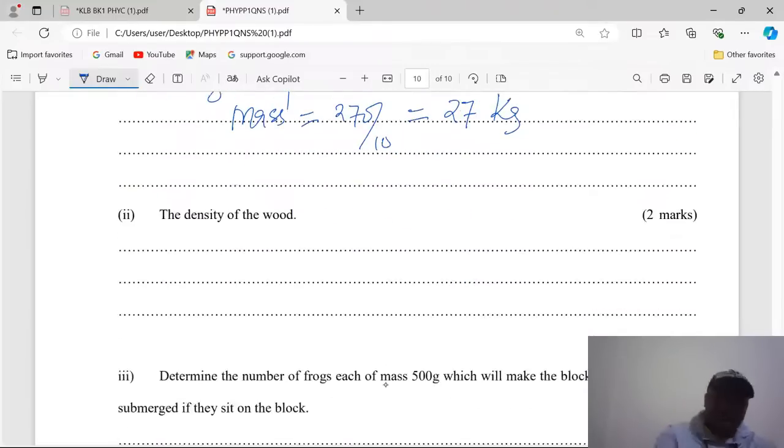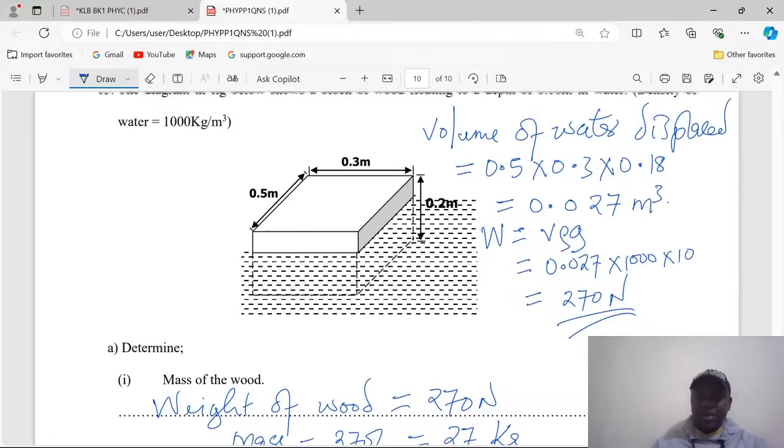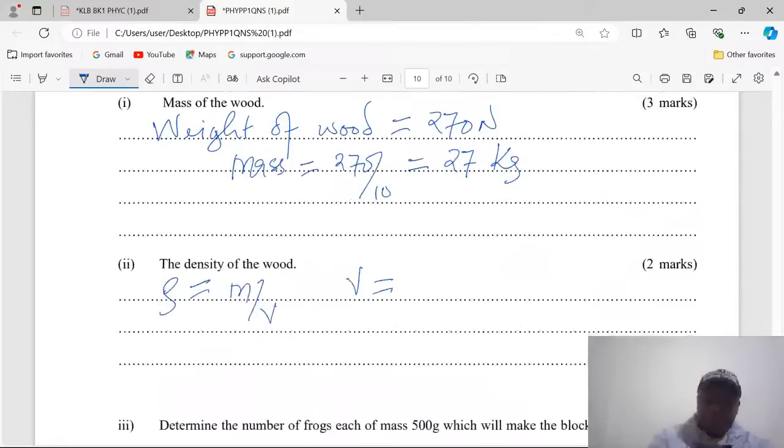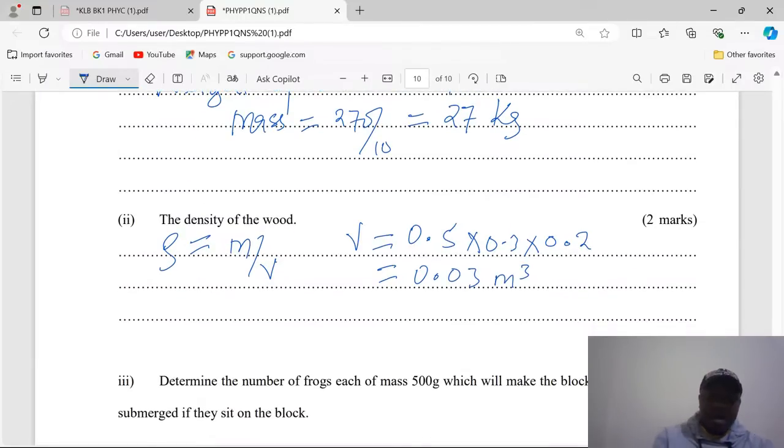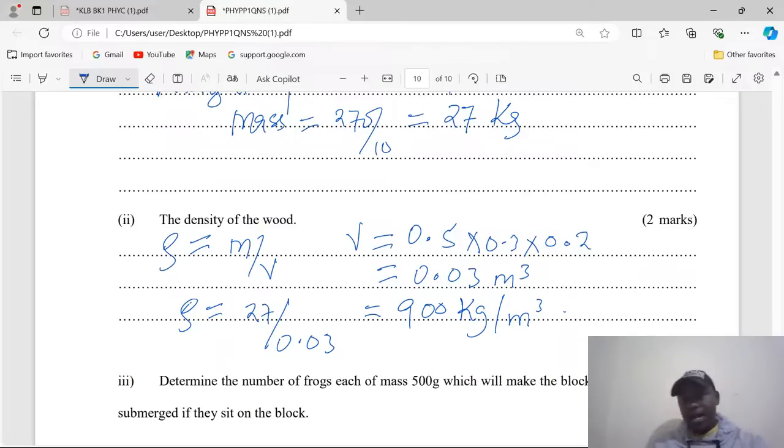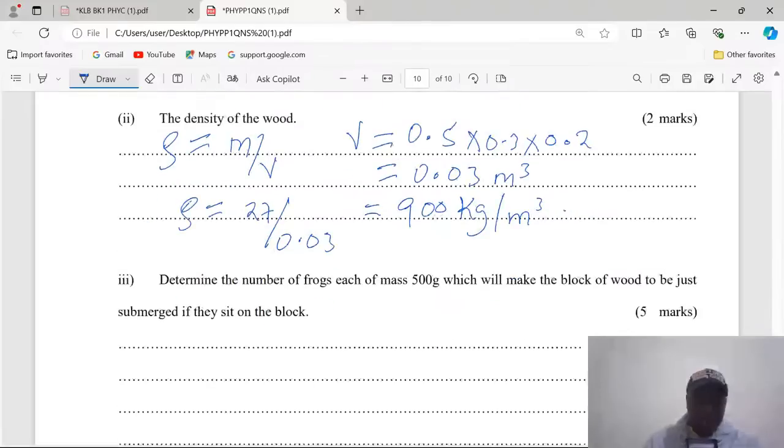Density of the wood. For us to get density, we need mass out of volume. So we have to calculate volume first of the wood, whereby we need now the total dimensions. 0.5 by 0.3 by 0.2. And this is exactly 0.03 meters cubed. So with this volume, now we can get our density, a mass of 27 out of a volume of 0.03, and this will give us exactly 900 kilogram per meter cubed.